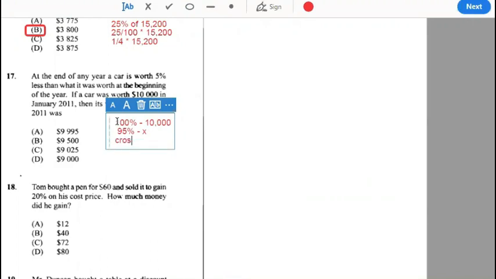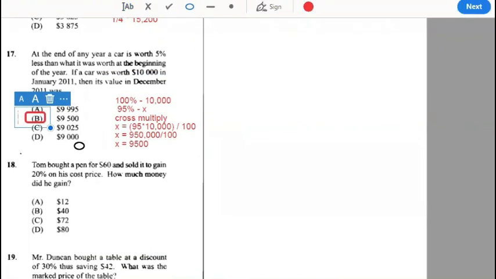We cross multiply again, and X is equal to 95% times 10,000, and all of that is divided by 100. X is equal to 95 times 10,000 divided by 100, and canceling our zeros, X is equal to $9,500, and our answer is B.